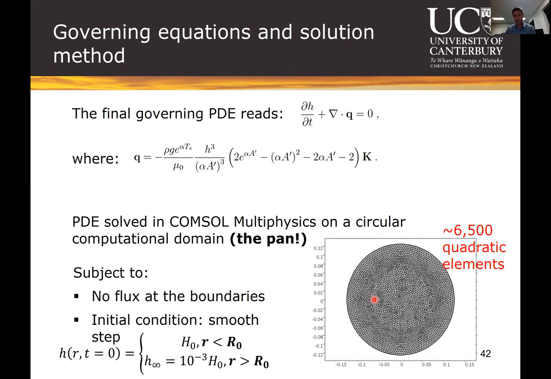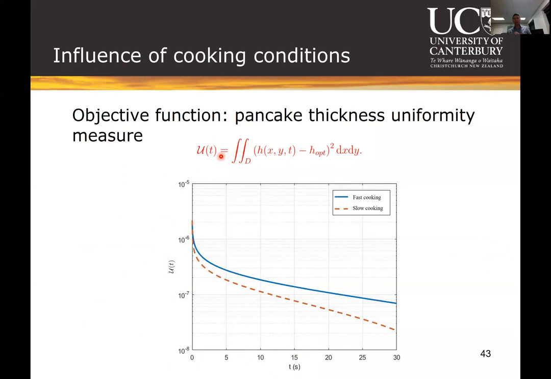Now, I guess the first question is, what would happen if we had zero control, if we didn't control the flow at all, and just basically put the batter in the middle and let it spread on its own, and therefore we've got an axisymmetric problem here. And the measure of uniformity is described here. It's basically the integral over the domain of the difference between the film thickness and the optimal value of the film thickness, which is just the volume of the batter you put divided by the surface area of the pan.